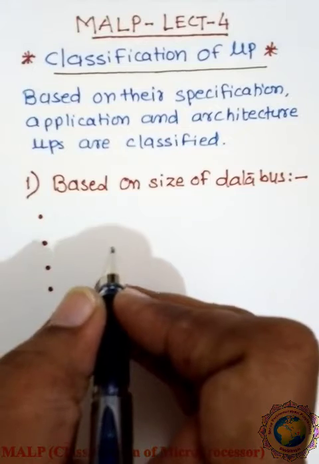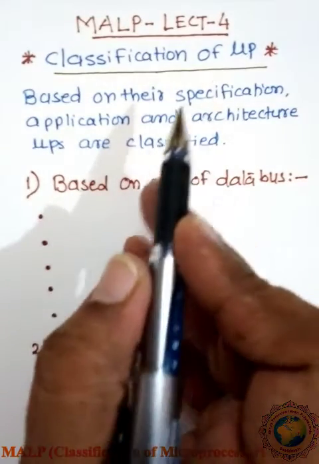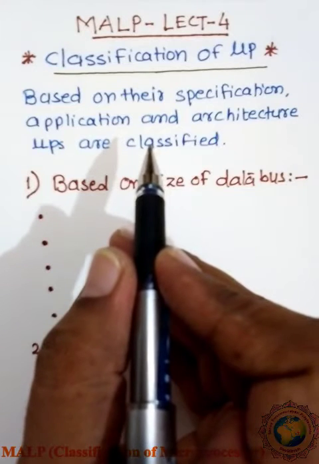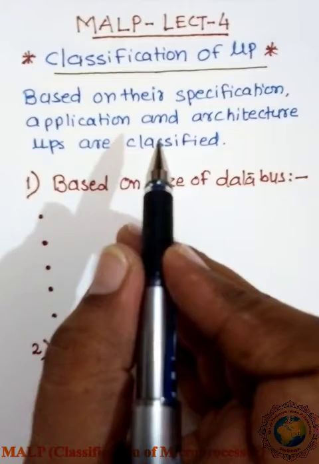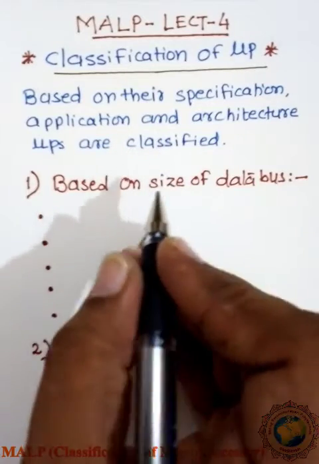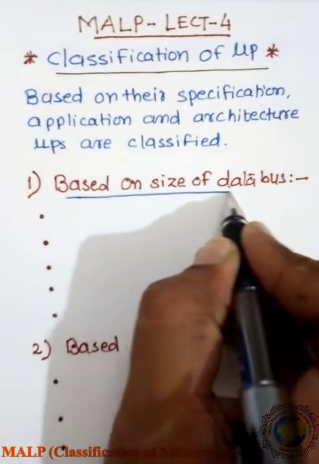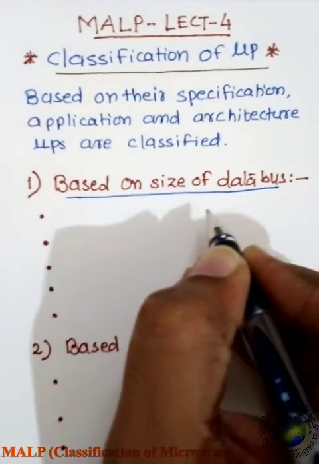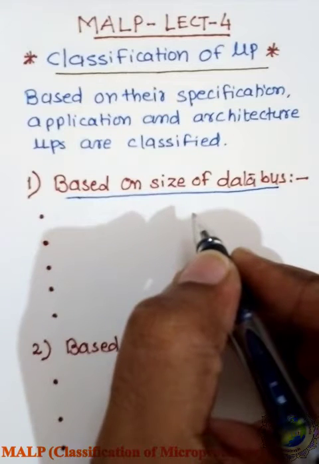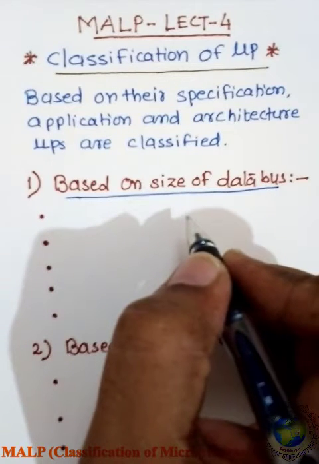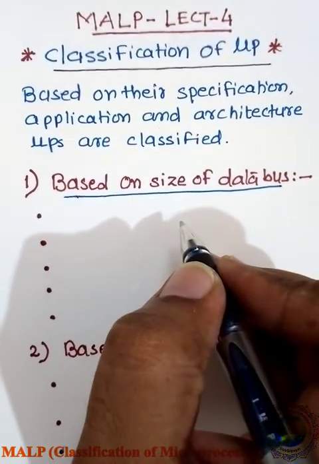Dear students, in this video we are going to discuss the classifications of microprocessors. Based on their specifications, applications and architectures, microprocessors are classified. The first one is based on the size of the data bus. In the previous video we understood that the word size is the capacity of the microprocessor to be performed, and it will be considered in bits.